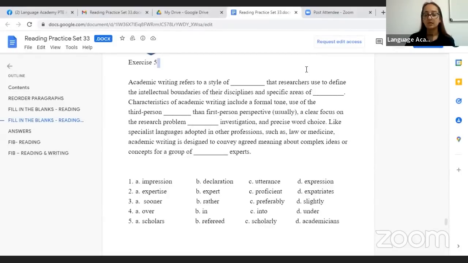The last question for reading writing blanks for today, and you have 2.5 minutes. Please post your answers.